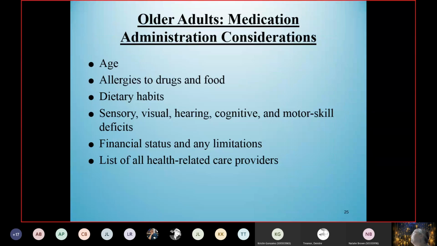So for older adults' medication administration, you want to look at their age, any allergies, their diet habits, any sensory deficits, financial status, any limitations, and a list of all health-related care providers. Financial status and limitations: there's a lot of help out there. A lot of the drug companies provide assistance. The problem is a lot of those assistance programs they cannot use if they're on Medicare. That's a whole other ball of wax, but I just wanted to point that out to you guys.